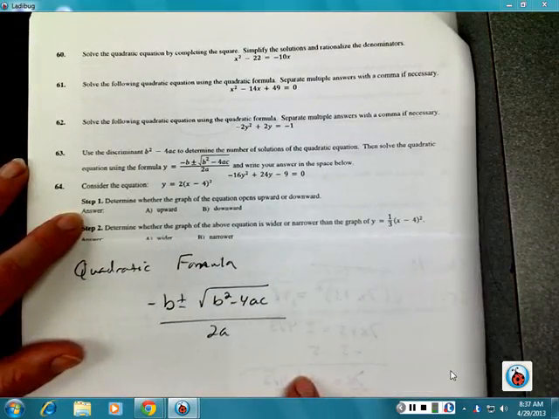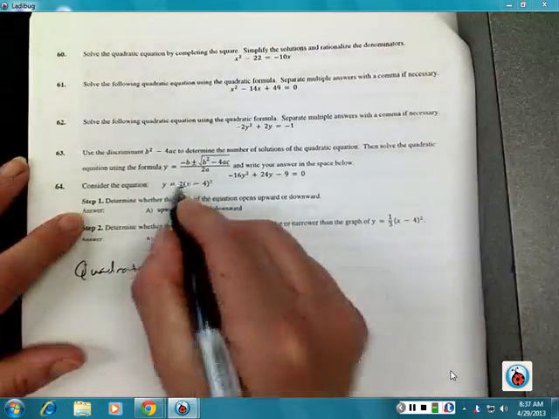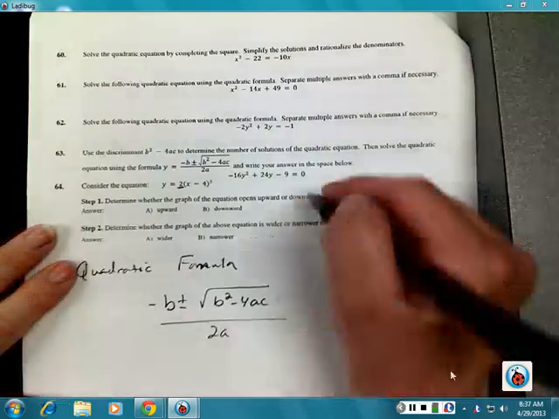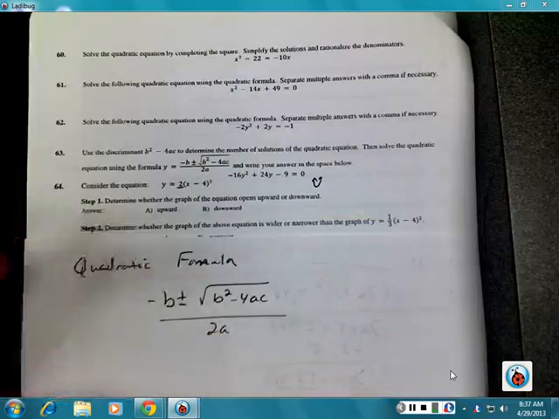What part? What was that? Upward? How do we know? What was that? The 2, yeah. This 2 is positive. So the 2 is going to tell me it's going to be an upward parabola. And so it's going to face upward.